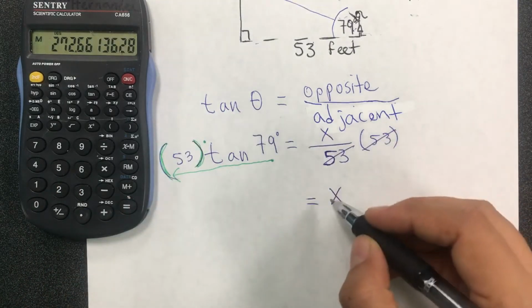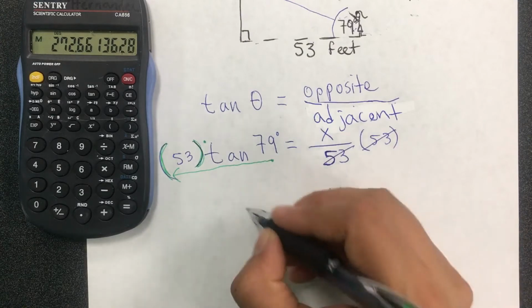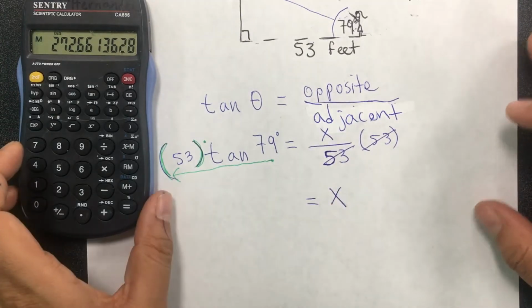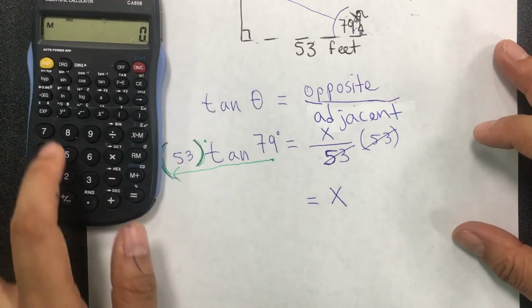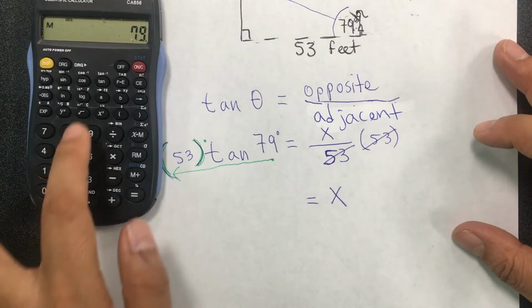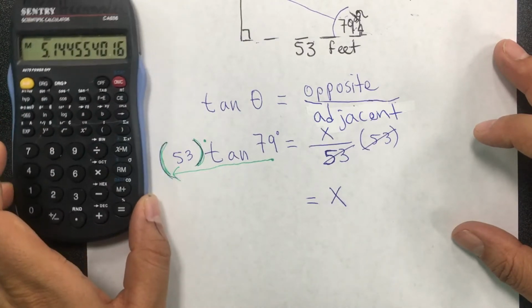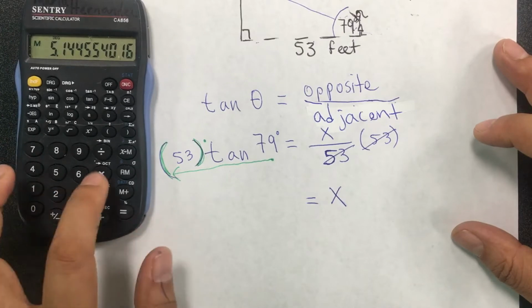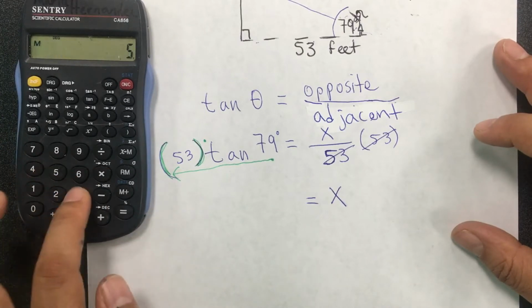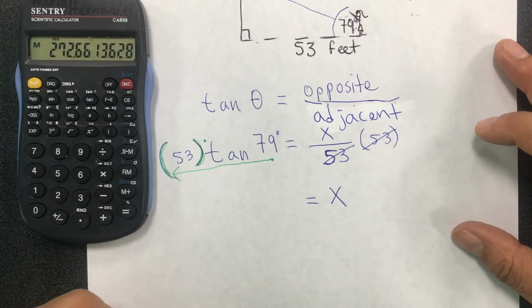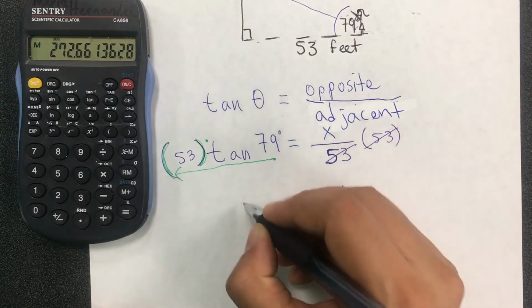So x is going to be 273. Let me do it again. 79 tangent, times 53, equals 272.